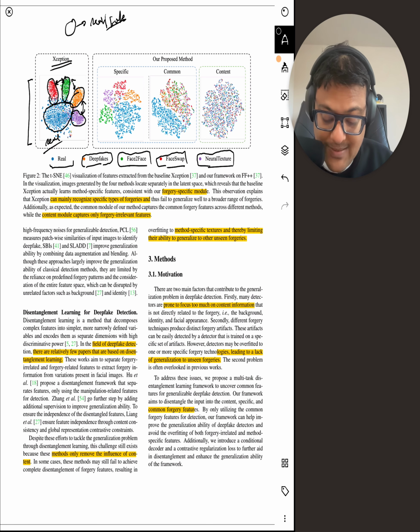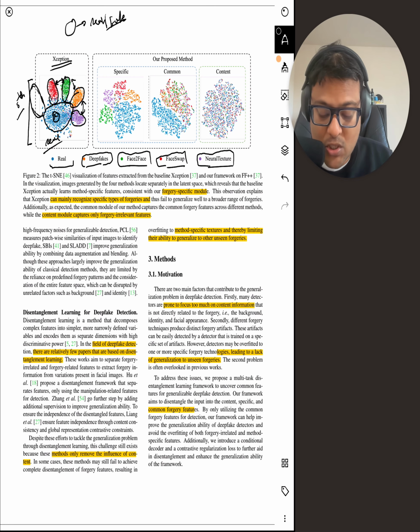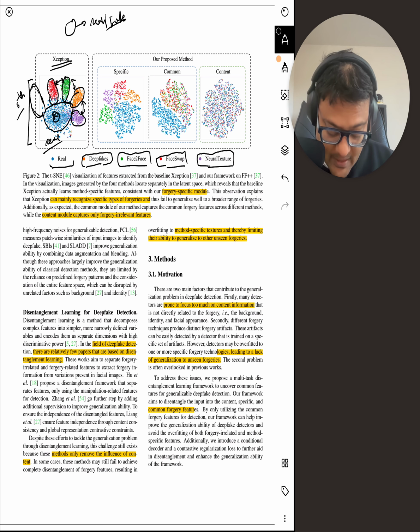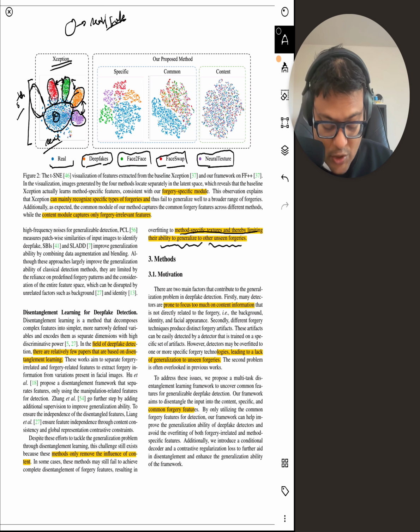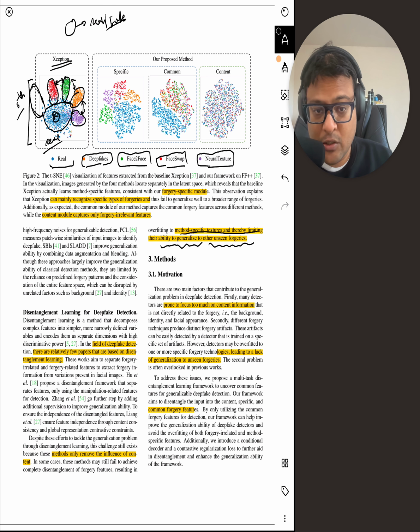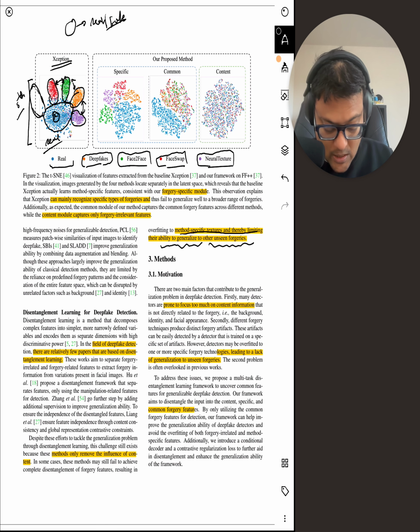It might end up placing them here, but that's wrong, right? Because that might be some fake sample, and there might be a separate subspace possible for a fifth method, but it has never learned that because it never saw the features from that model during training. So this is a key problem: how do you build something which captures method specific textures, and how do you build the ability to generalize to other unseen forgeries during the learning process.